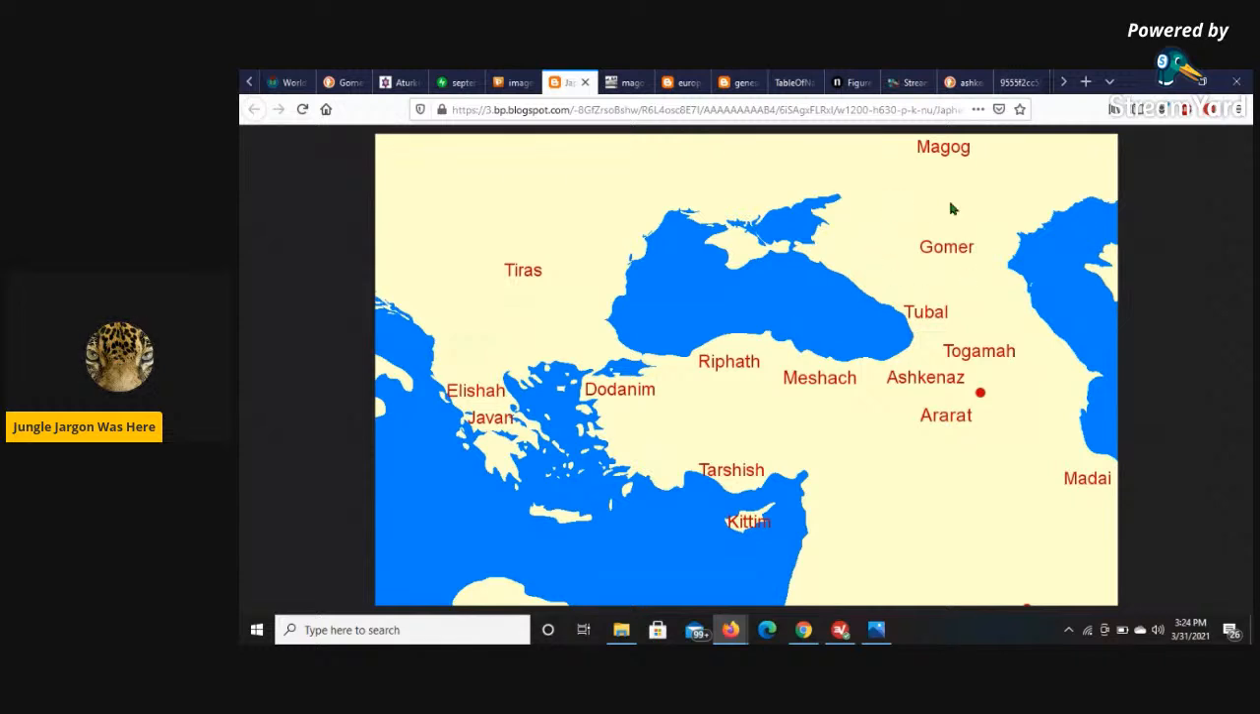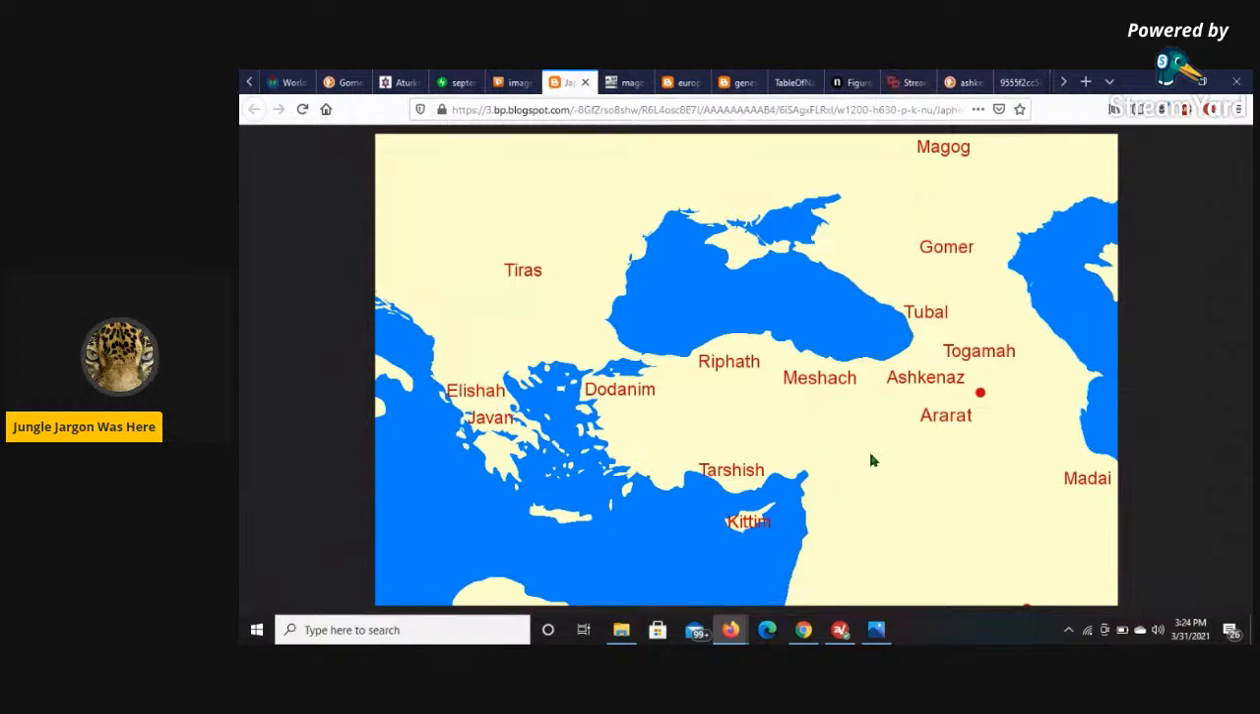Then we have Meshech and Tubal. We have to find out who they are, where they went, and Madai and Tiras. So one of these is a T. It's a T and the L. One of these is a T and the L. I don't know if it's this one or this one, because the T and the L are together. And the other ones are going to be hard to identify. We have Meshech, Tubal, Madai, Tiras, and Javan.